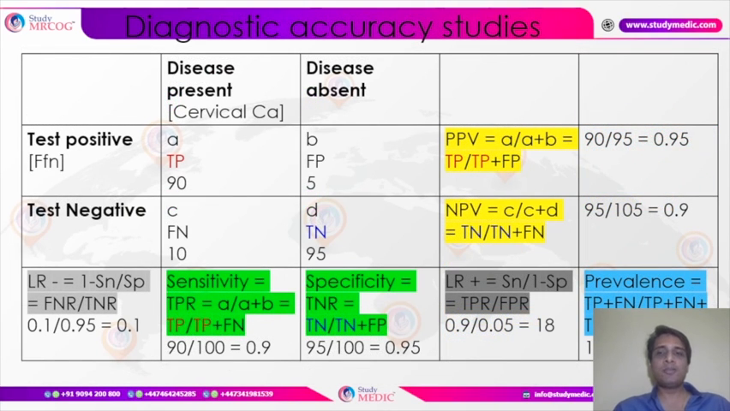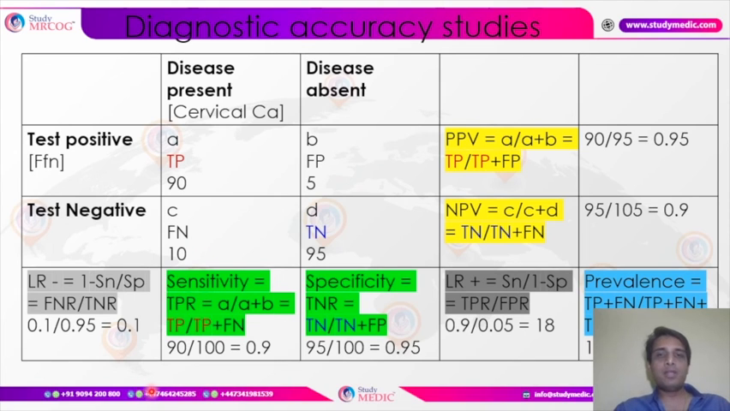Coming to diagnostic accuracy studies. Now, if the test is positive, for example, the fetal fibronectin test is positive and it turns out to be cervical carcinoma by the gold standard histopathological test. If the reference standard is also positive, it is a true positive. If the reference standard is also negative, fetal fibronectin negative and disease absent by histopathology, it is a true negative. Similarly, false positive and false negative are written in the 2 by 2 table.